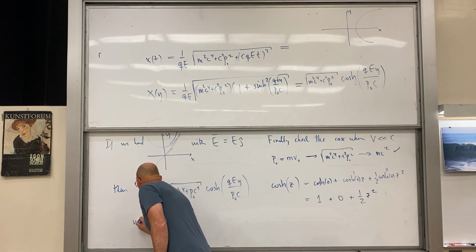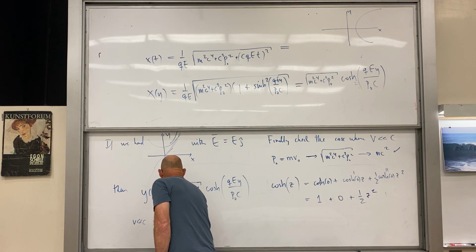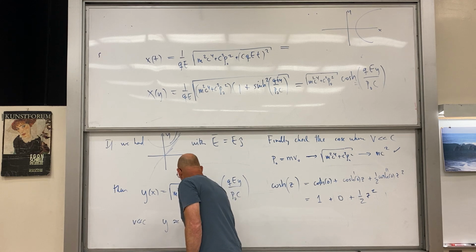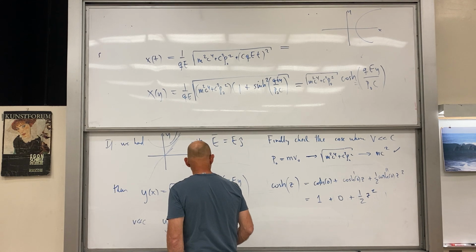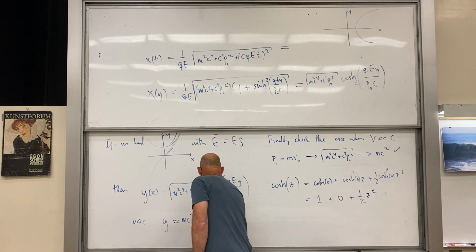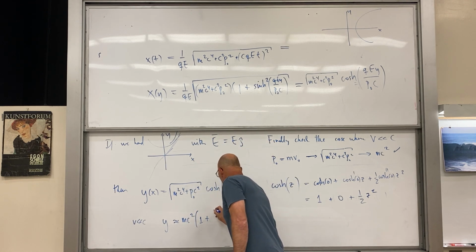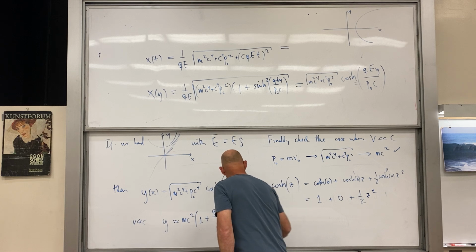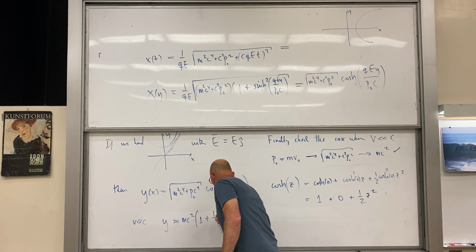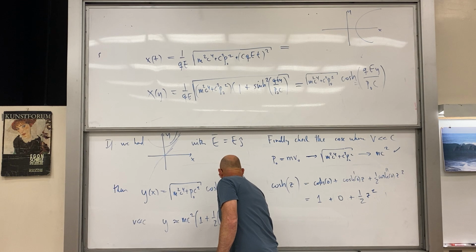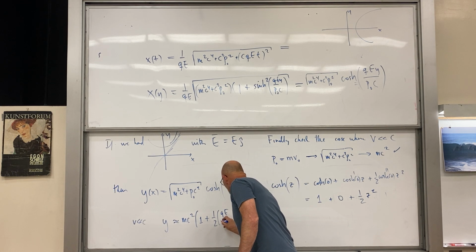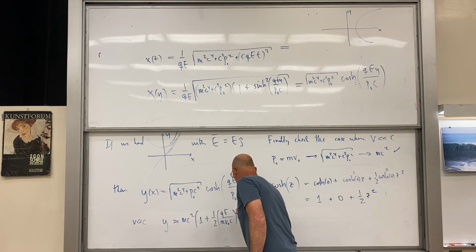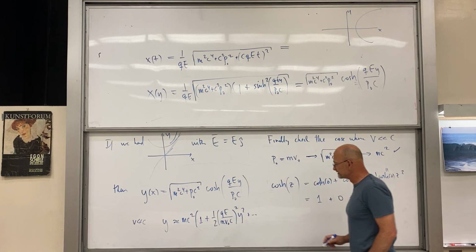So for v less than c, y is going to go over to m c squared times 1 plus 1/2 q E, now that p0 is m v0, c squared y squared, plus and so on.